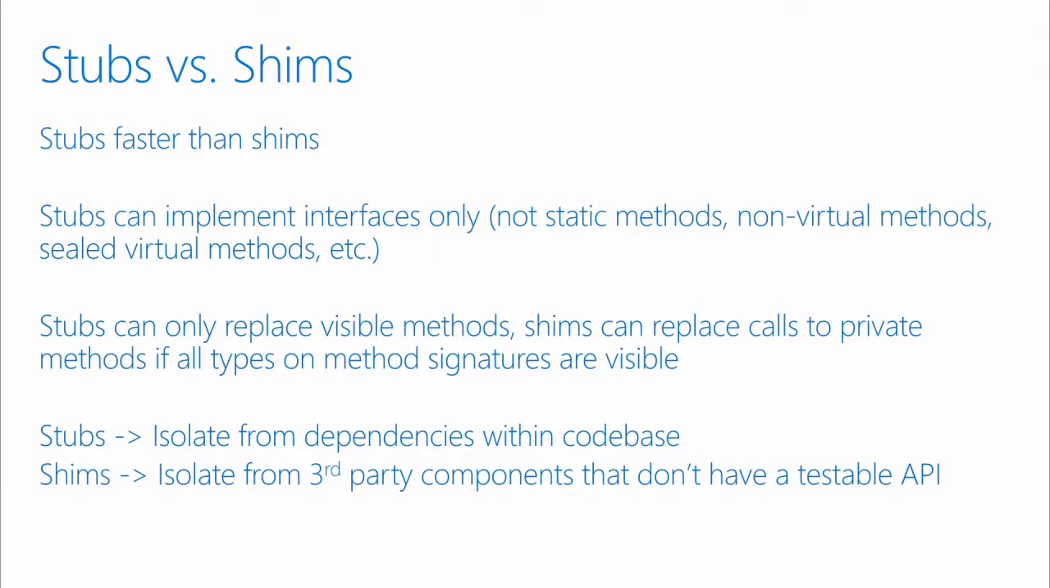One quick thing I'd like to note, if you take a look at the slide: stubs generally are faster than shims. They're compiled, they're part of your code, they move really fast. They can implement interfaces only, generally. They don't do non-static methods or sealed methods. We use them to replace these visible methods. But shims can replace calls to private methods if you choose. They can replace calls to whatever you need to fake out. So stubs are used to isolate dependencies in your code base. Same with mocks. Shims or fakes are used to isolate dependencies that you take from a third-party control.